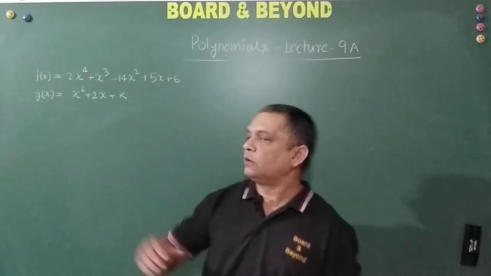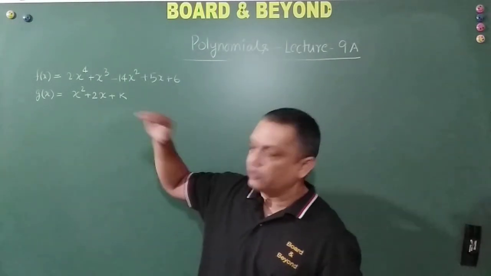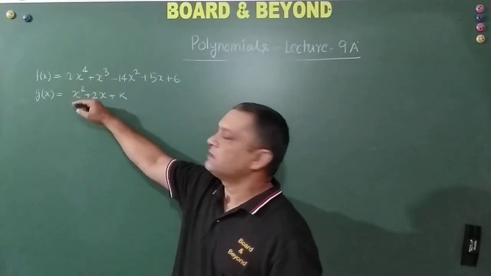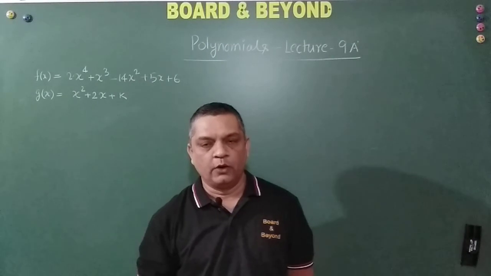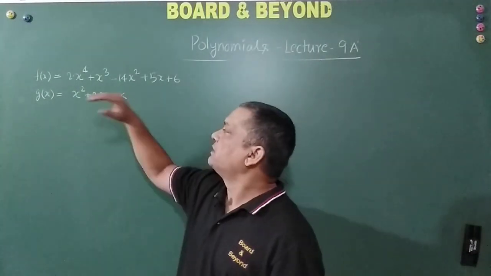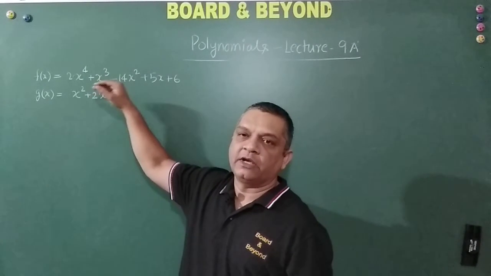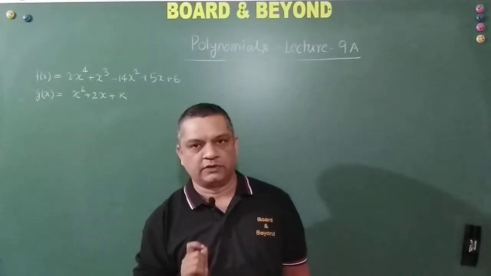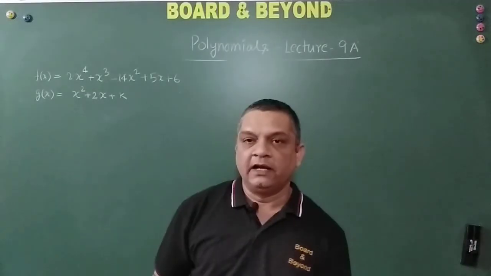I have just written down two polynomials here. One is a biquadratic polynomial and one is a quadratic polynomial. We have to find the value of k for which this quadratic polynomial becomes a factor of this biquadratic polynomial. So this is the question. Let's get going.